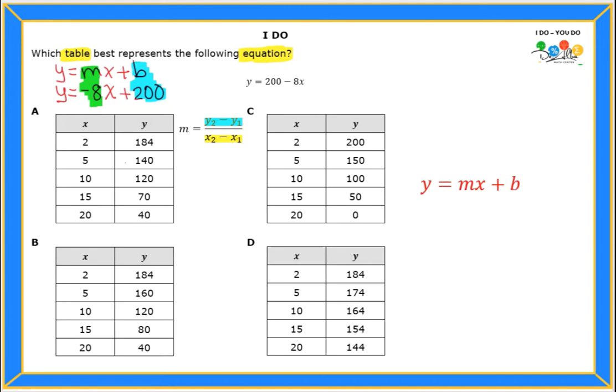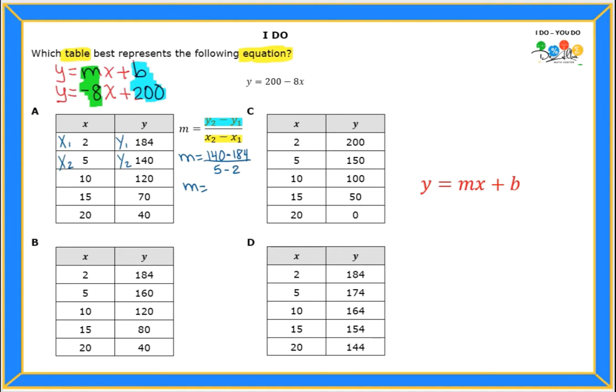So let's go and write labels on my points. I've got points on the tables, and you can choose any 2 points. I'm going to choose the first 2. So 2 is going to be my x sub 1, and 184 will be my y sub 1. That is my first point. 5 and 140 will be my second point. Therefore, the labels will be x sub 2 and y sub 2. Now I am going to replace those values in my formula. So y sub 2 is 140 minus 184 over 5 minus 2.